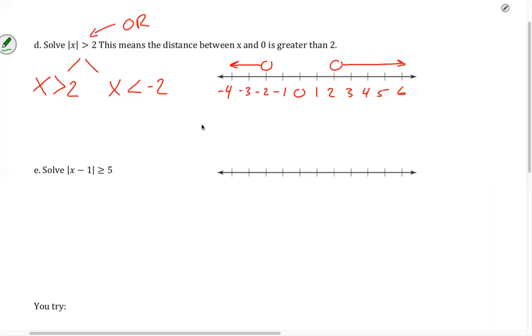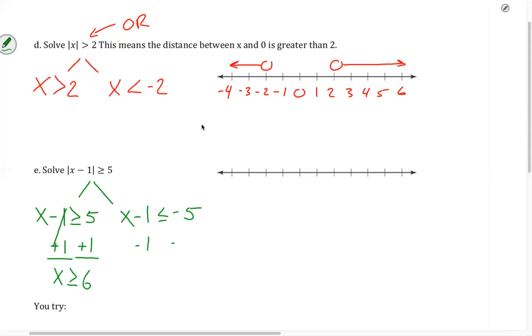For a problem like E, same thing. X minus 1 is greater than or equal to 5. X minus 1 is less than or equal to -5. Notice I flipped the sign of both. So now I'm going to go ahead and add 1. X is greater than or equal to 6. Subtract 1 here. X is less than or equal to -6. Okay?